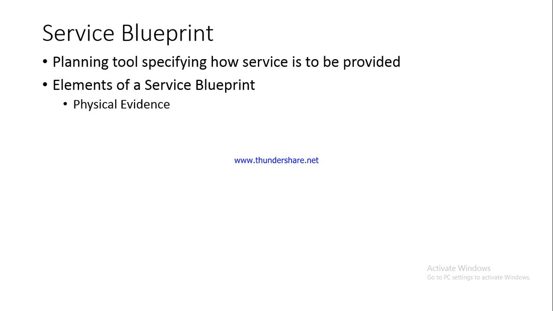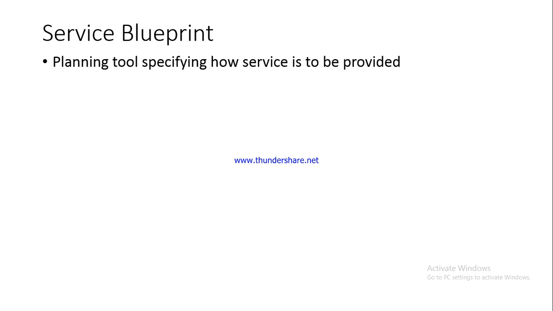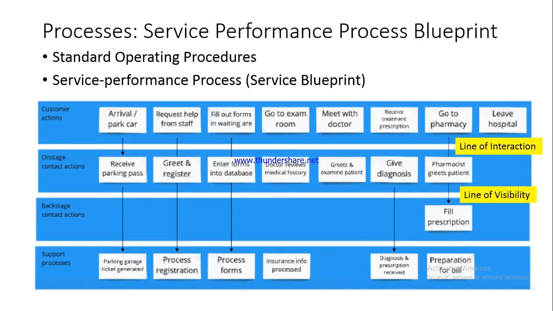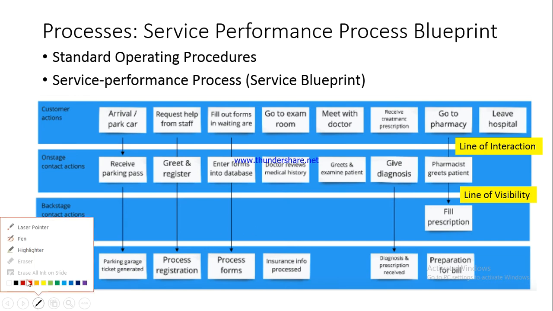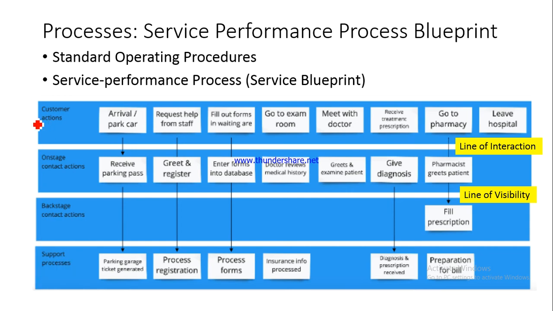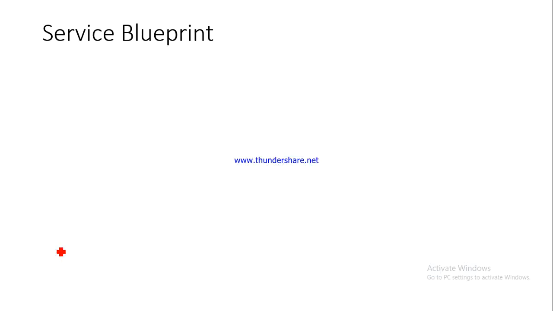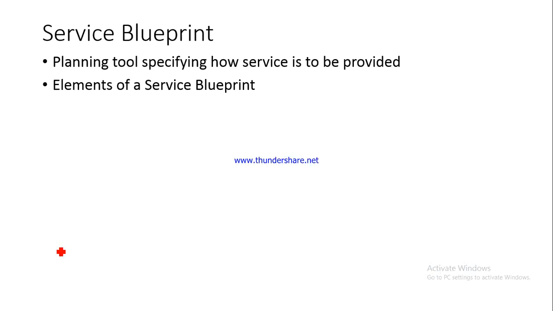And the various ingredients of a service blueprint include the physical evidence. In the last discussion that we had, let me go back a little to the last slide. I did not mention the physical evidence as such. You don't find any physical evidence here. We have only talked about these 4 things. We have not mentioned the physical evidence, but please understand that physical evidence is also very, very important. So a service blueprint would also have physical evidence.